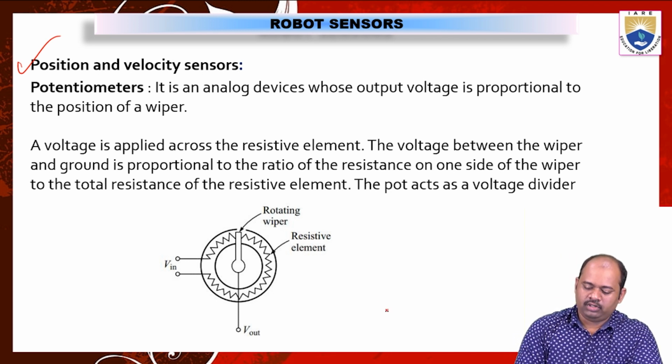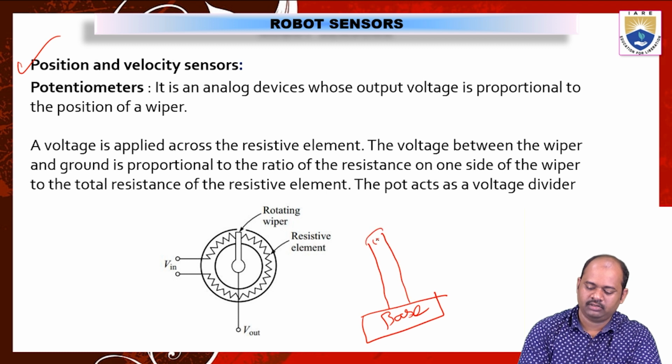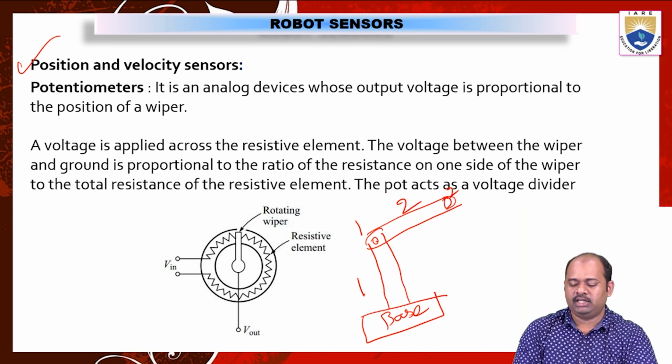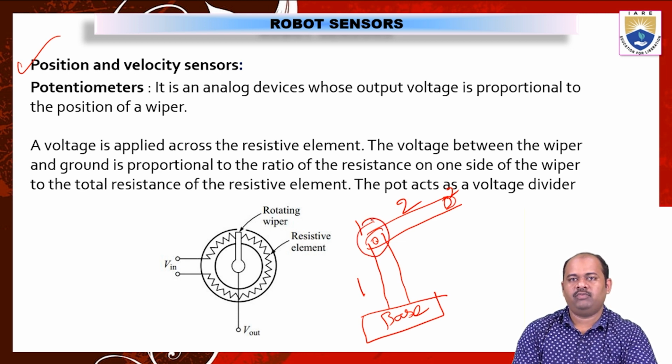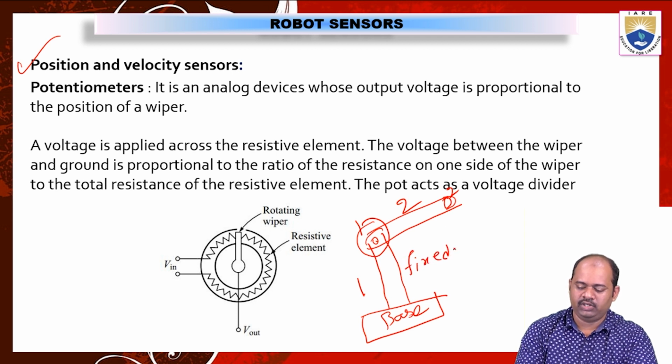Suppose I have a robot. This is the base of the robot. On this, a robotic link is fixed. It has a joint on which another link is there. So this is link 1 and link 2, and this is joint 1 and joint 2. These are two links which are connected by joint 1. If I want to know what position link 1 is in with respect to link 2, here we can see link 1 is fixed and link 2 is movable.